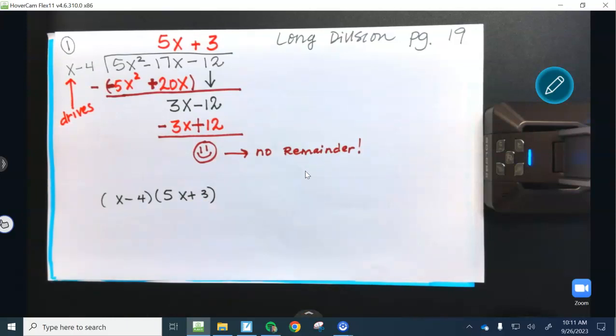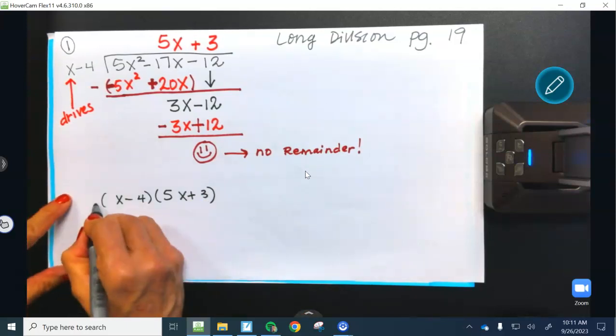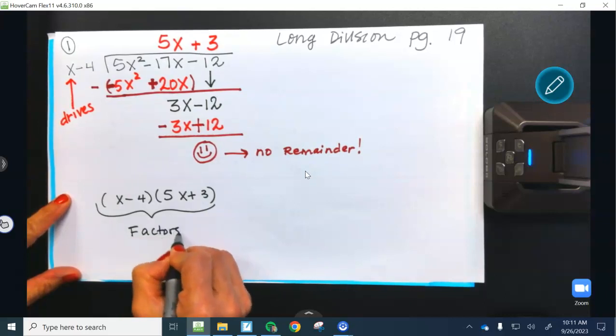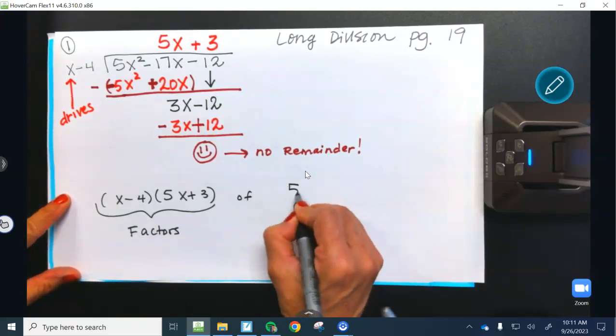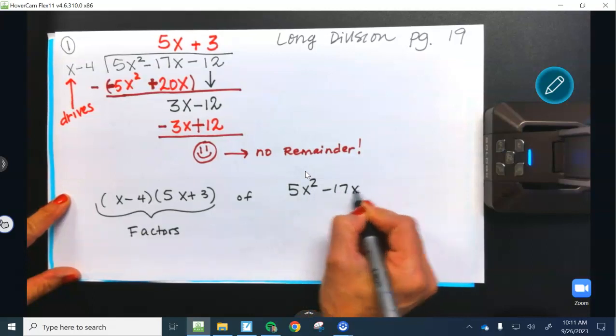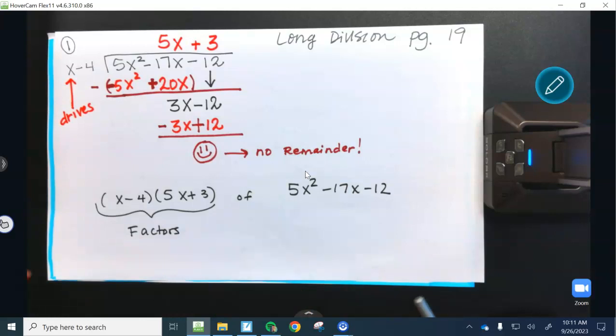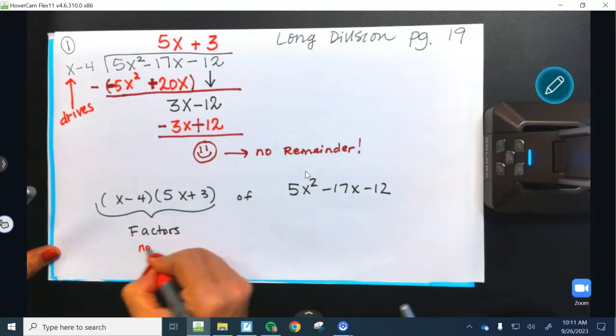If you had time, I know we had a drill, maybe you didn't have time. So these are both factors of 5X squared minus 17X minus 12. And I know they're factors because I didn't have a remainder.